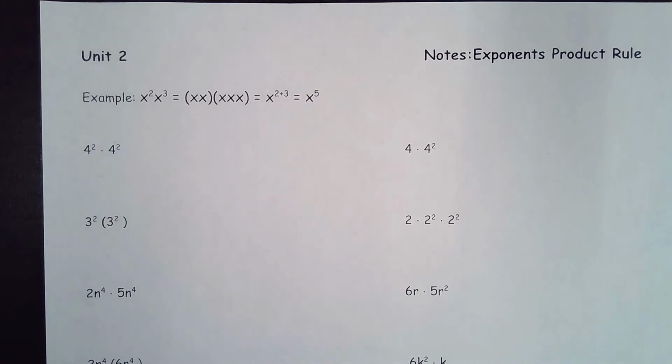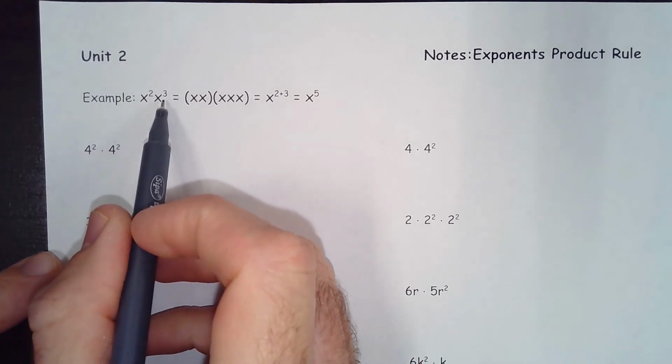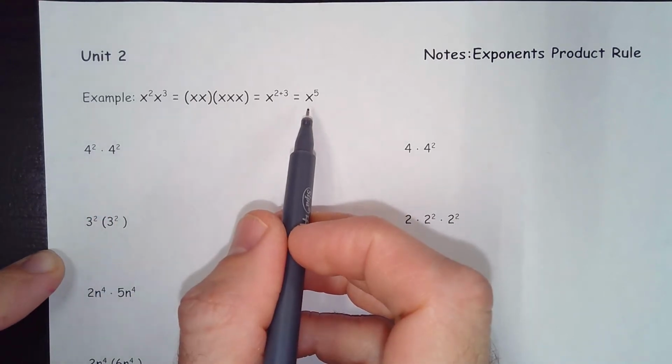Today we're going to start talking about exponents and some of the rules, or the laws, of exponents. The first one we're going to talk about is called the product rule. Product means multiplying. The product rule tells us that when we're multiplying exponents, something like x squared times x cubed, or x to the third power, it's going to equal x to the fifth.